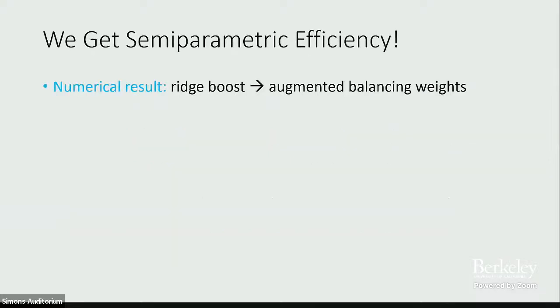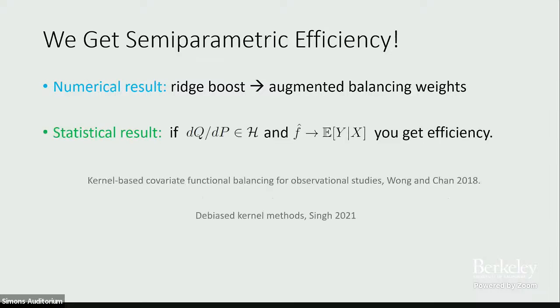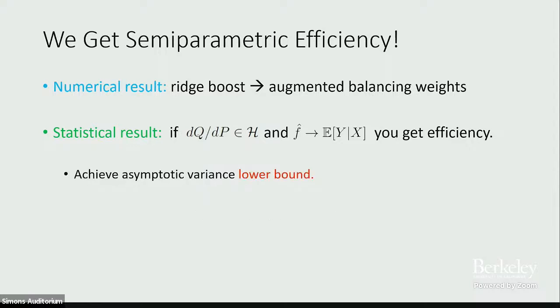So we have this numerical result. Ridge boosting gives you this augmented balancing weights, and you get this lovely statistical result, which is that if we have a good approximation by the ridge, so that dQ/dP is in H, then we actually are converging to the truth. And if our f hat is a sufficiently good predictor to begin with, it can't just be junk, you get semiparametric efficiency. So here are two examples of proofs of this type of thing in Hilbert spaces. What does semiparametric efficiency mean? It means that we're optimal in the sense of achieving some type of variance lower bound.